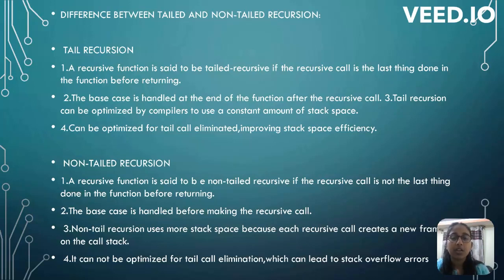Non-tail recursion. A recursive function is said to be non-tail recursive if the recursive call is not the last thing done in the function before returning. The base case is handled before making the recursive call. Non-tail recursion uses more stack space because each recursive call creates a new frame on the stack. It cannot be optimized for the tail call, and this limitation can lead to stack overflow errors.